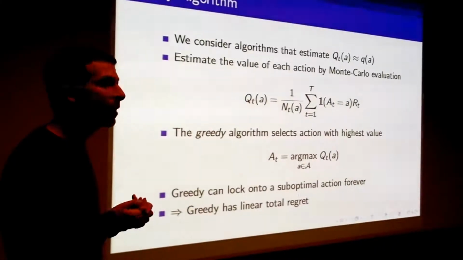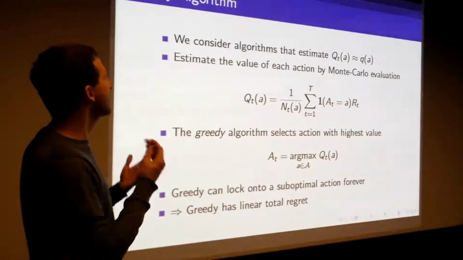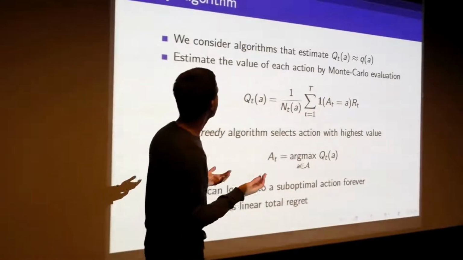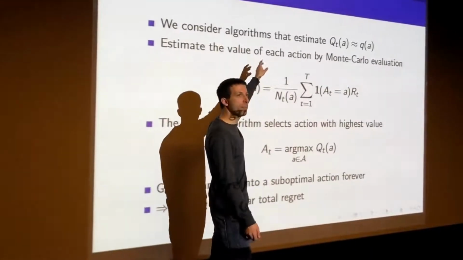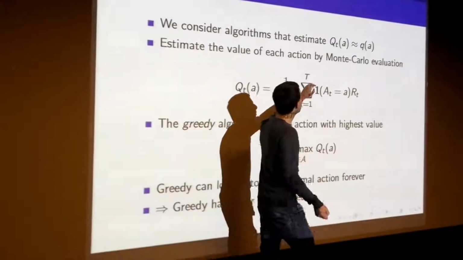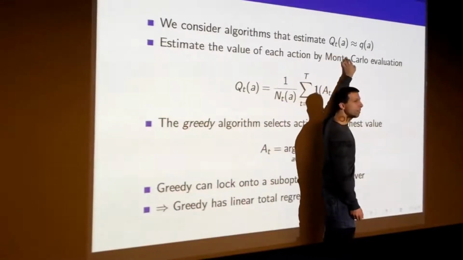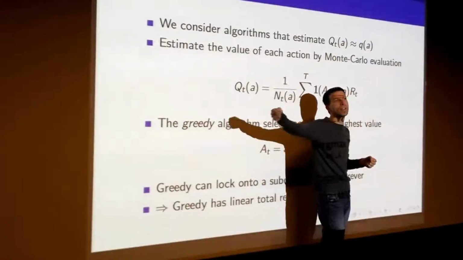But let's just start by considering the myopic cases first of all. So let's start off with the greedy algorithm. Let's start by considering our usual type of algorithms that basically do Monte Carlo learning, taking means. So we're going to consider each of the arms now. We want to know how good is that arm.